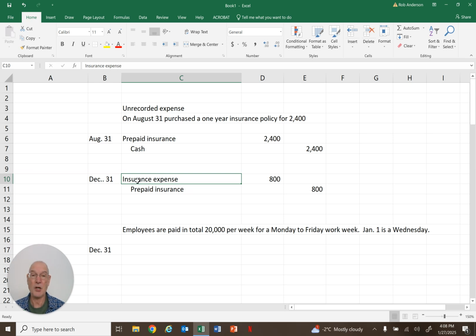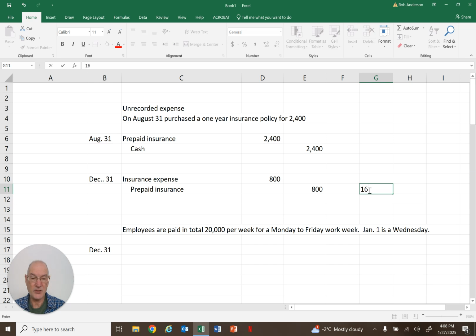But at the same time, we've taken $800 away from our prepaid insurance account. So you'll notice that the $2,400 less $800 is 1,600. So our prepaid insurance is going to be on the balance sheet at 1,600, just as it should be. So we're always accomplishing a couple of things when we do these adjusting entries. So that was our first one. We're going to continue with unrecorded expenses for a few examples.